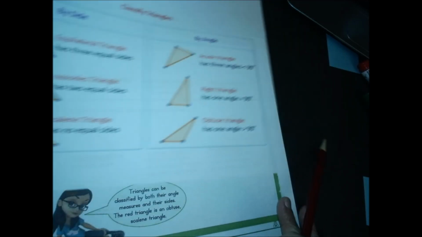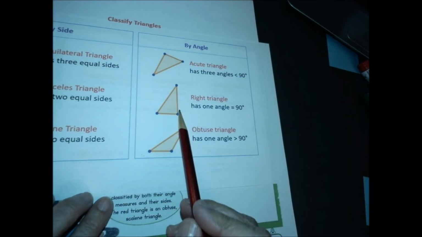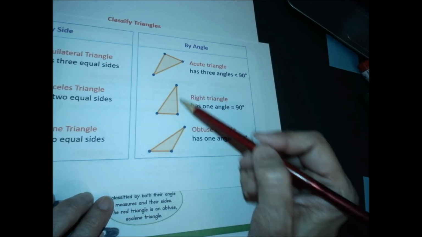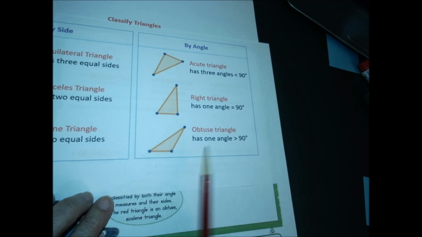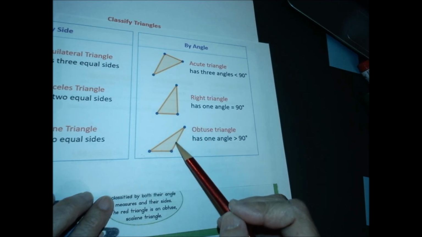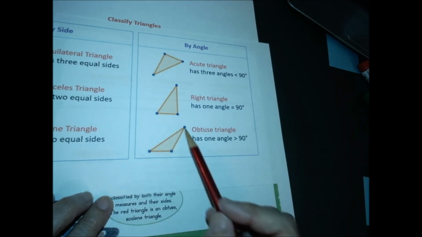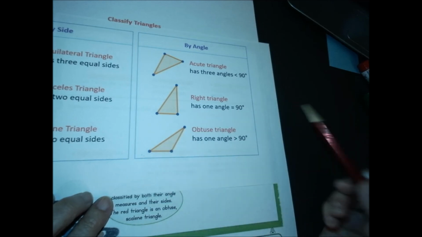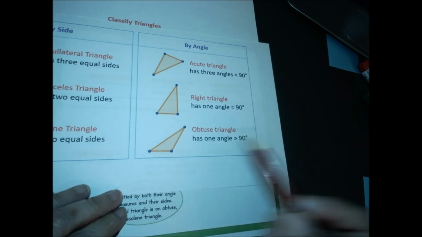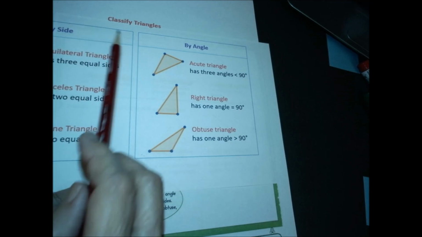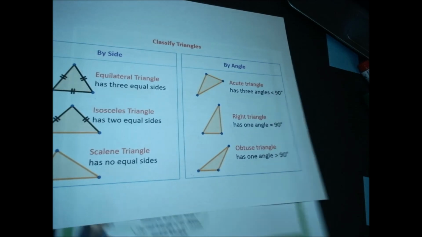And then we have the acute, where all three angles are acute, the right, where one of the angles is 90 degrees, straight up and straight across, making perpendicular lines, and then the obtuse. The obtuse always has one angle that is greater than 90 degrees, and because of that, none of its sides can be equal. They tend to be one side too far or one side too close, anyhow, they're not equal. That's the obtuse triangle.